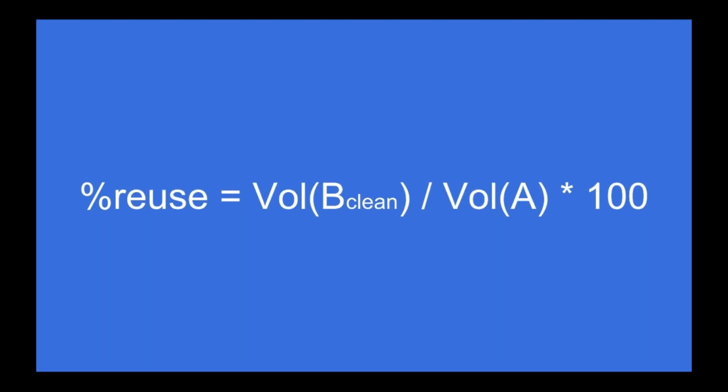So percentage reuse equals volume measured by meter B clean, the clean part of it, divided by volume of A, into 100 to make it a percentage. And the regulator will set a target per industry and per company on how much percentage of their water they should reuse. Let's not forget that volume of A is somewhat known based on the manufacturing output that the industry or the company specifically has.